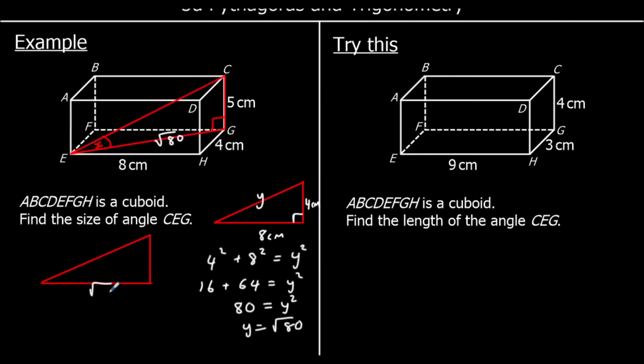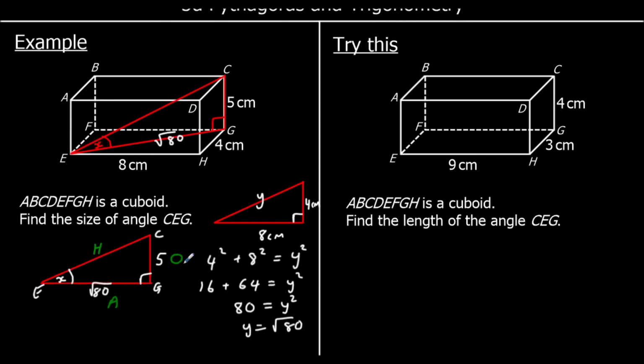So we've got E to G is root 80. C to G is 5. And we're finding the angle CEG. We're finding this angle here. So let's label the triangle. The hypotenuse is the longest side. The opposite is opposite our angle. And the adjacent is in between our angle and the right angle.